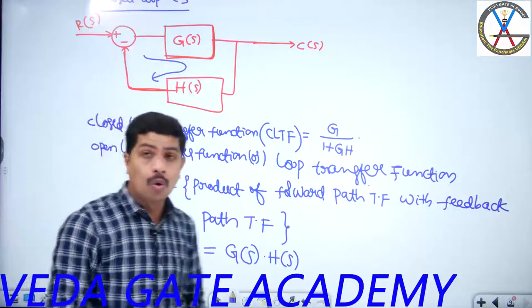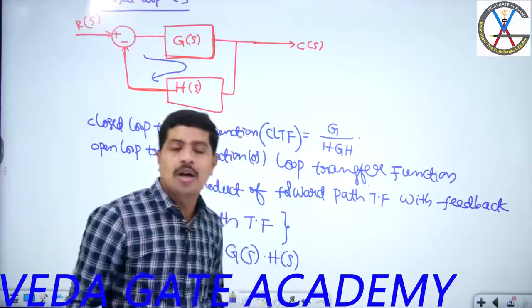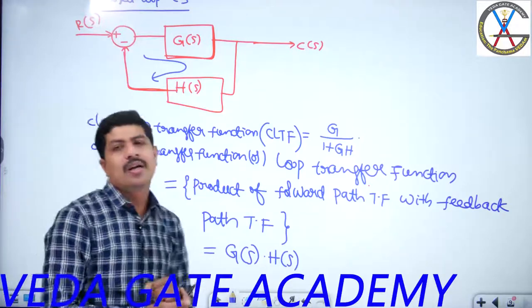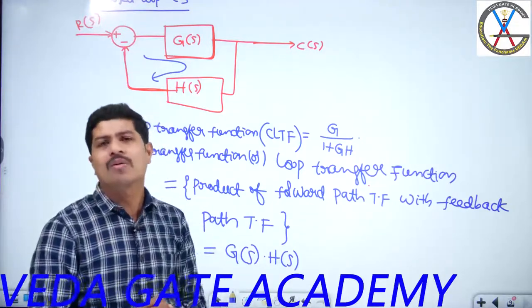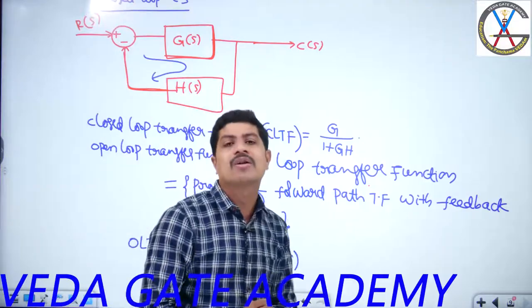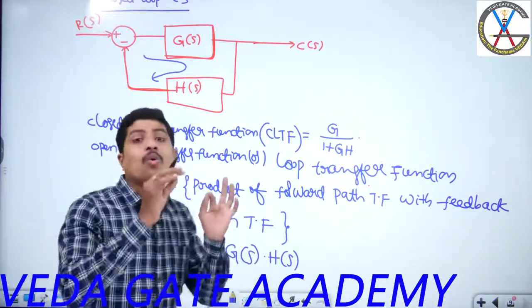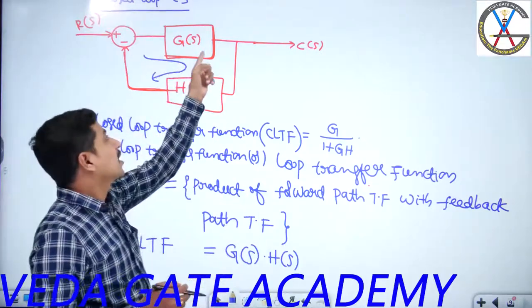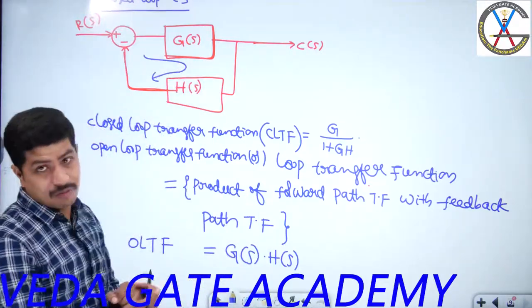If you follow the English meaning, open means, students will say, remove this feedback. If your feedback is removed, what are you left with? Only G of S. No, it's not correct. Open loop or loop transfer function means the product of the forward path transfer function with the feedback path transfer function.